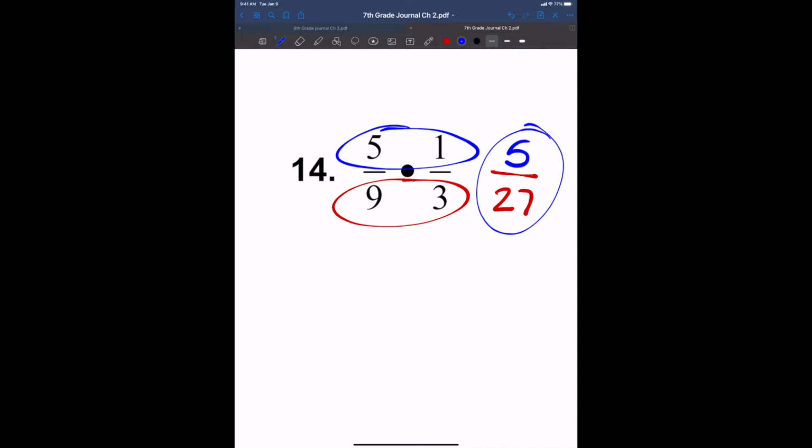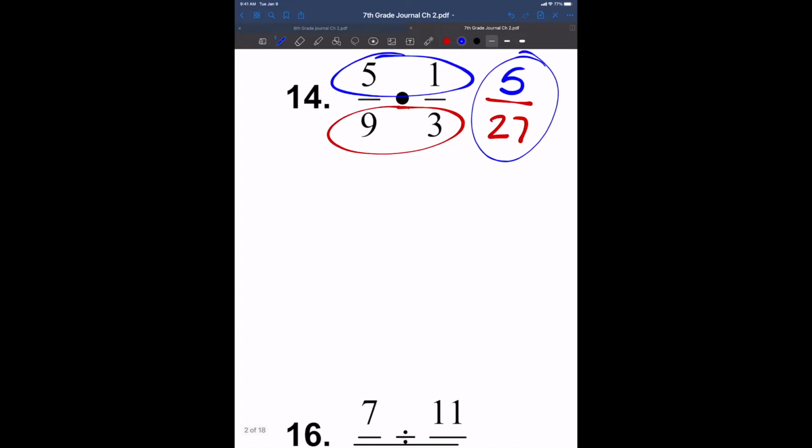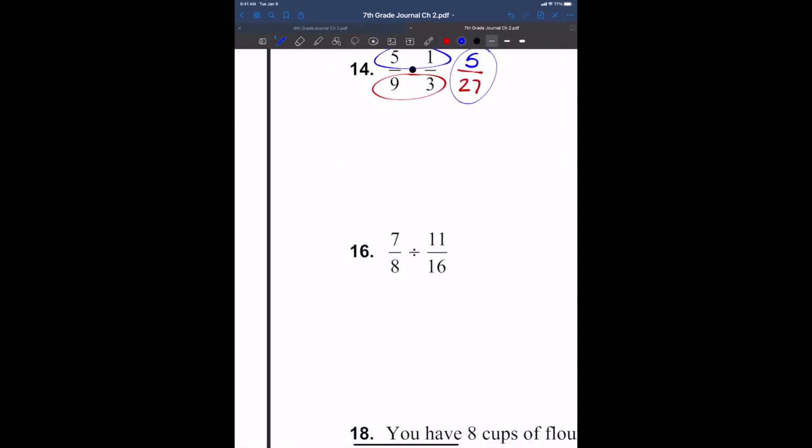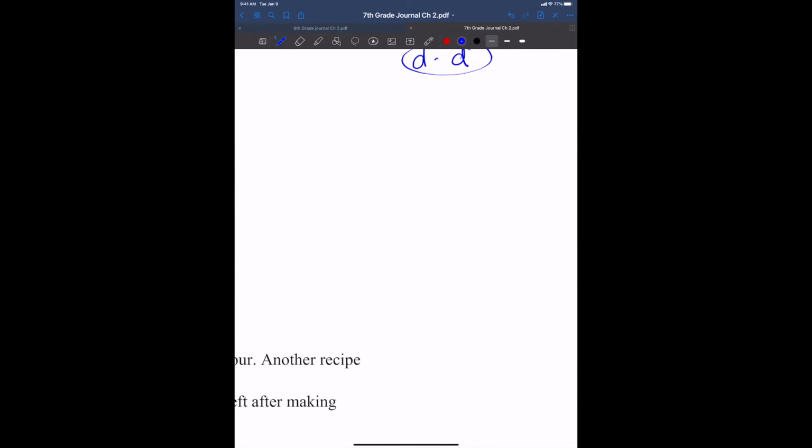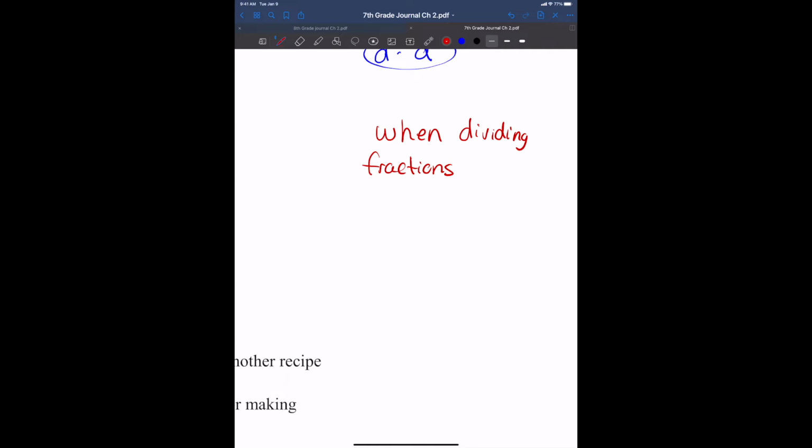Okay? Is that the same rule for division? No. You guys learned a cute little thing when you were in school for division. When dividing fractions, what was your cute little thing you remember in school? Like turn it around on the second fraction. Good!